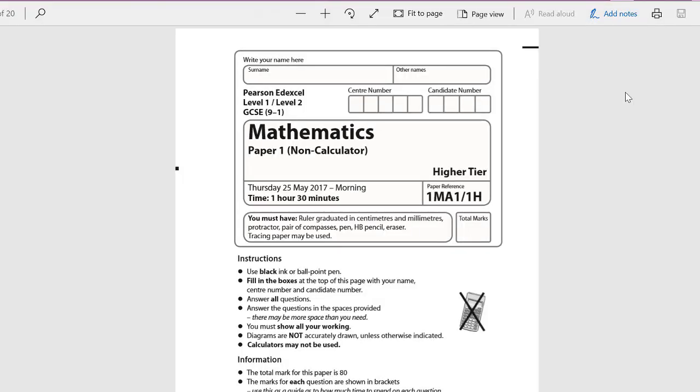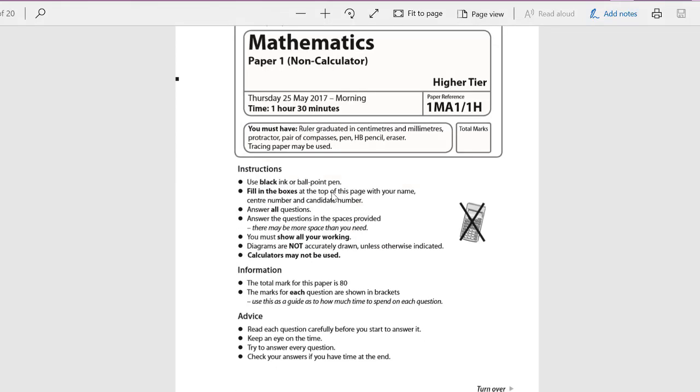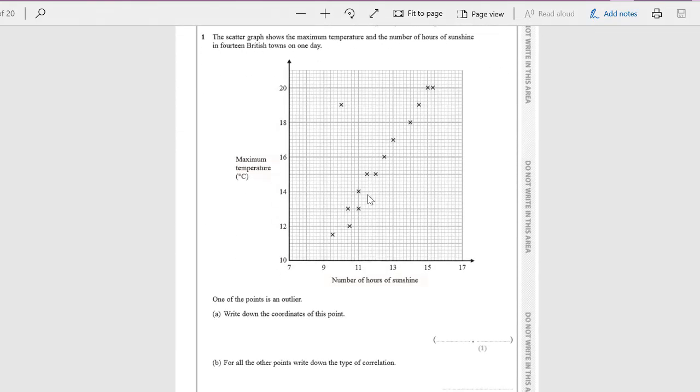This is the Pearson's Edexcel GCSE Mathematics Paper 1 exam for the higher tier, summer 2017. So we'll start with question 1. It says that the scatter graph shows the maximum temperature and the number of hours of sunshine in 14 British towns on one day.